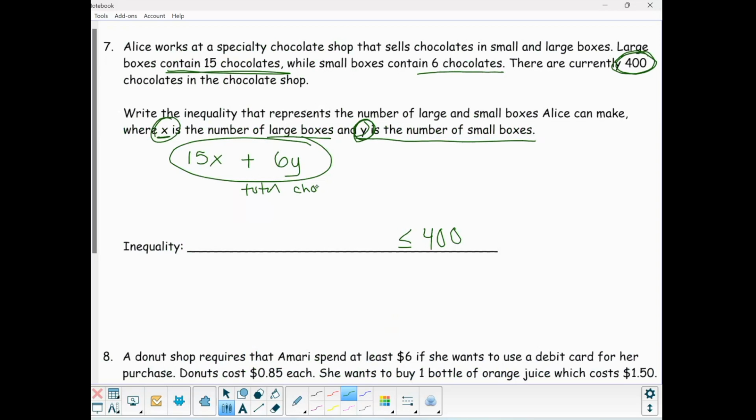Now, I know I can't use more than 400 chocolates. So that's going to be your equation. 15x plus 6y has to be less than or equal to 400, because whatever this total is, it cannot give me anything more than 400 chocolates. And you don't have to solve it, you just have to create the inequality.